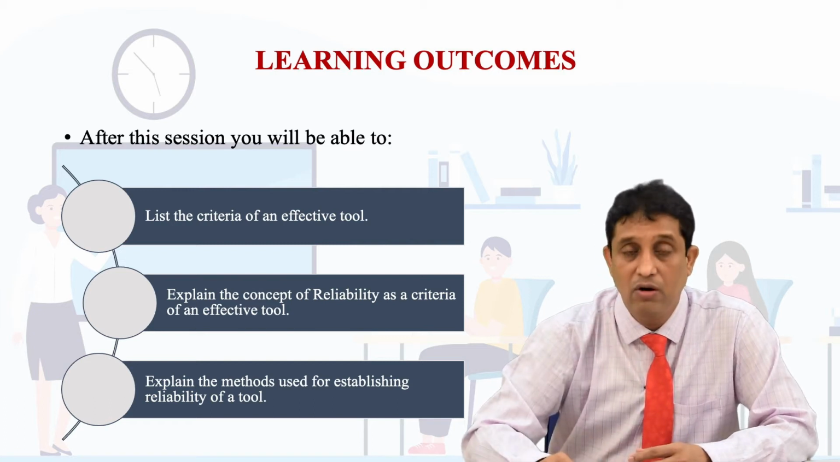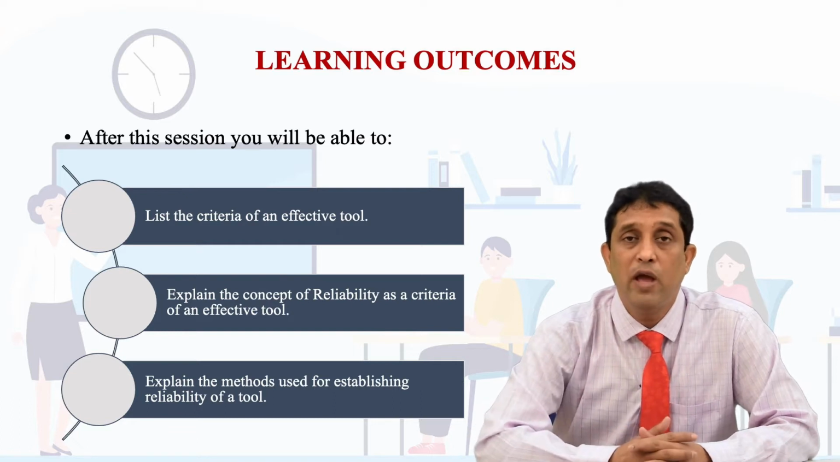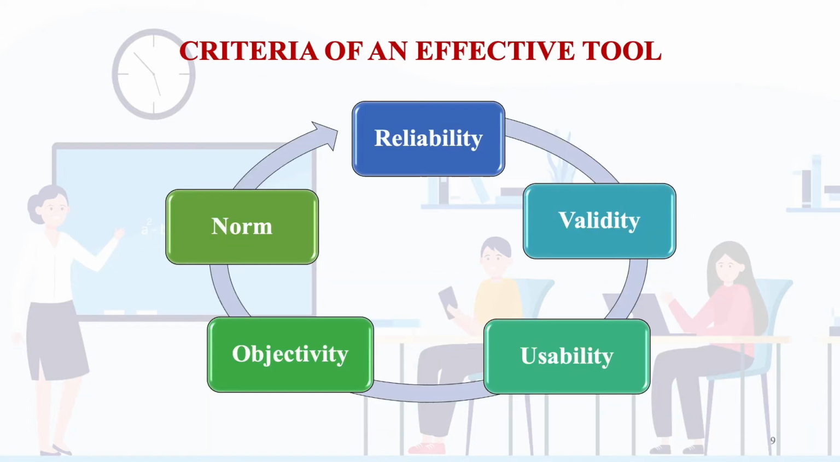So now let us go forward to know what the different criteria of a tool are that we call an effective tool. First of all, the first criteria is reliability. I was just talking in my earlier video lesson that in a standardized tool, the entire procedure of test development should be followed. And what is the entire procedure? First of all, writing the items, then analyzing the items, then establishing reliability and validity of the items.